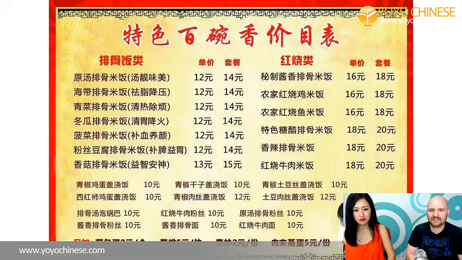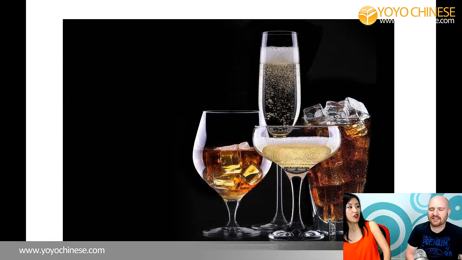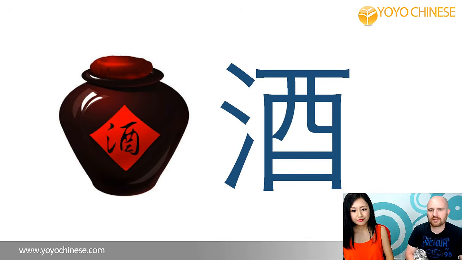Okay, there you go. Now we're talking about drinks. Right here there's alcohol. I think we talked about a couple of drinks, right? So the first one is 酒. I think this character is your favorite. It speaks for itself, right?